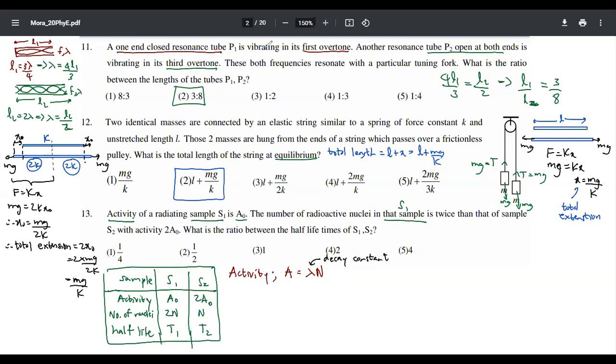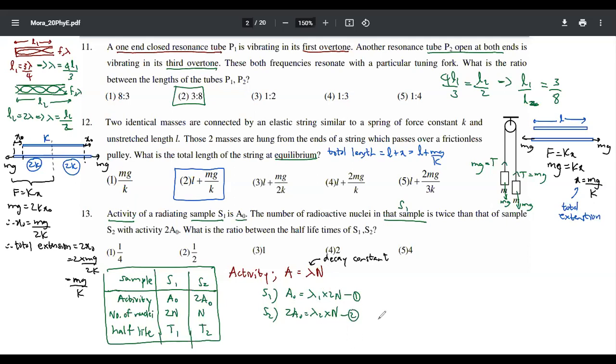Right, let's start with sample S1. For sample S1, if I put the equation, the activity is A naught, equal to the decay constant, we'll take it as lambda 1, times N, which is 2N: lambda 1 into 2N. Equation 1. And S2, the activity for S2 is 2A naught. Its decay constant is lambda 2, into N, the number of nuclei is N. Second equation.